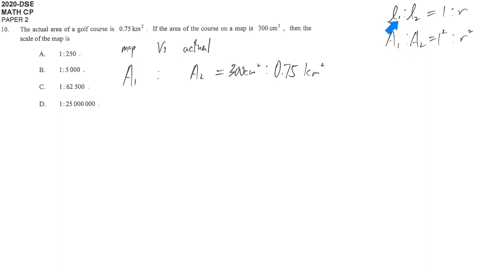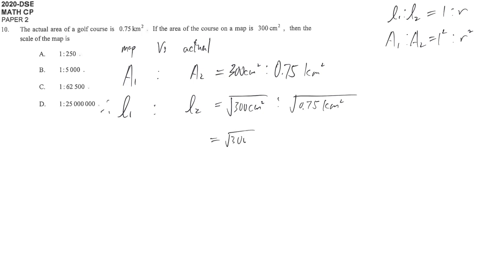So from A1 to A2, if you want to get back the length ratio, that means the scale of the map, we are going to take the square root to recover that. Therefore L1 to L2 is equal to square root 300 cm square to square root 0.75 km square. This is square root 300, and then cm square can offset with the square root, that's why it becomes cm. Similarly for km, square root 0.75 and then we have km to the power of 1.